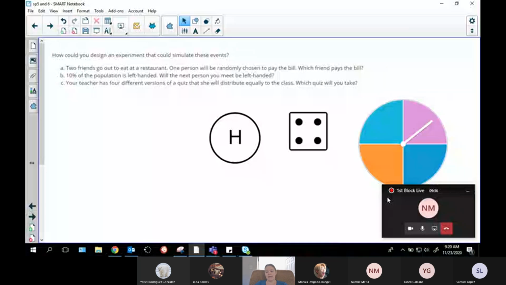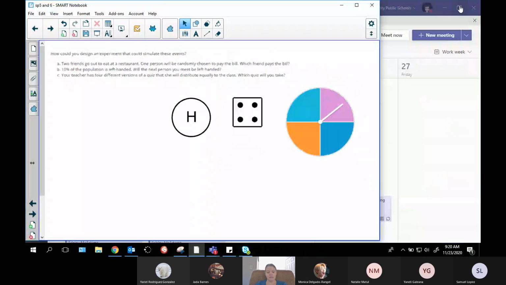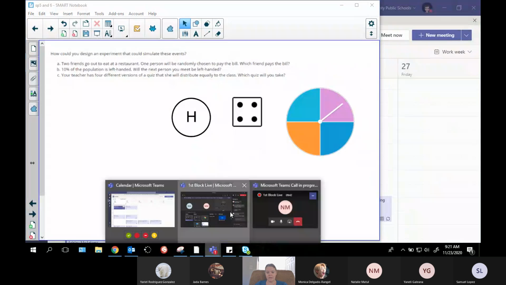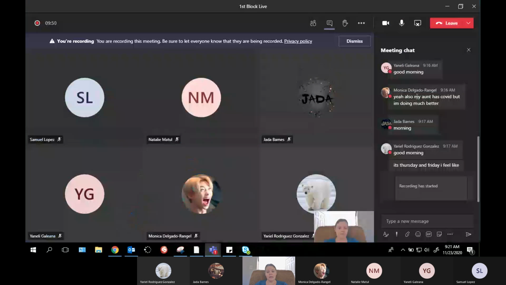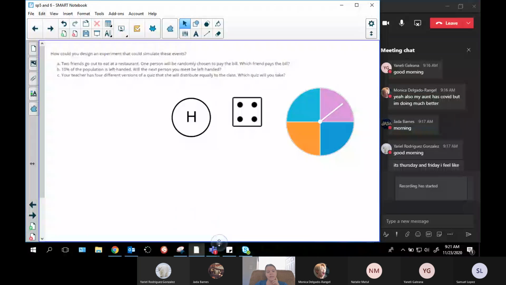All right, so when we design a simulation or experiment, we need to think about what are the best possible options that we can use for any given situation. So let's take a look at this first one here. And it says, how could you design an experiment that could simulate these events?